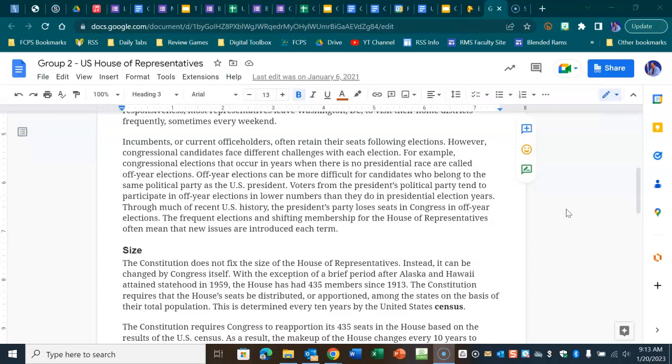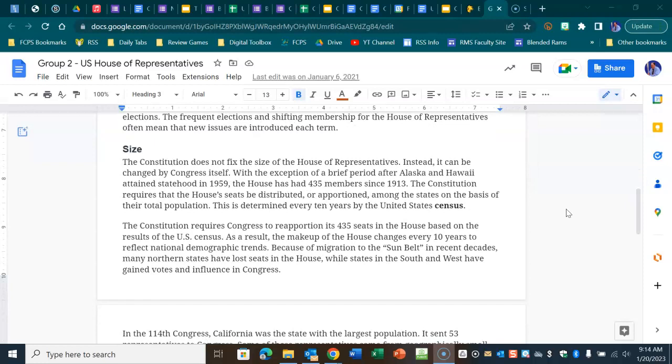president. Voters from the president's political party tend to participate in off-year elections in lower numbers than they do in presidential election years. Through much of recent U.S. history, the president's party loses seats in Congress in off-year elections. The frequent elections, or shifting membership, for the House of Representatives often mean that new issues are introduced each term.